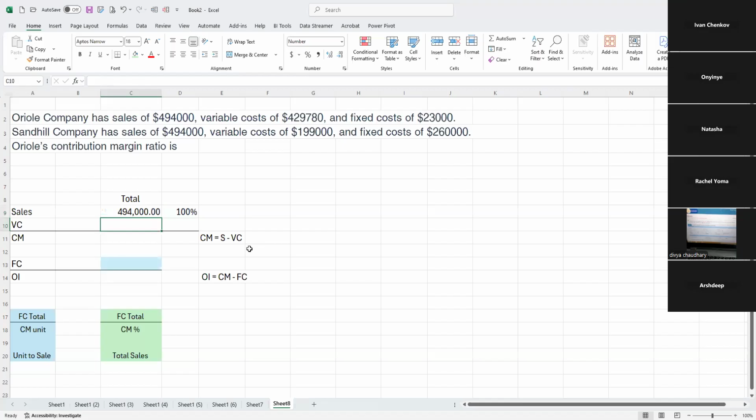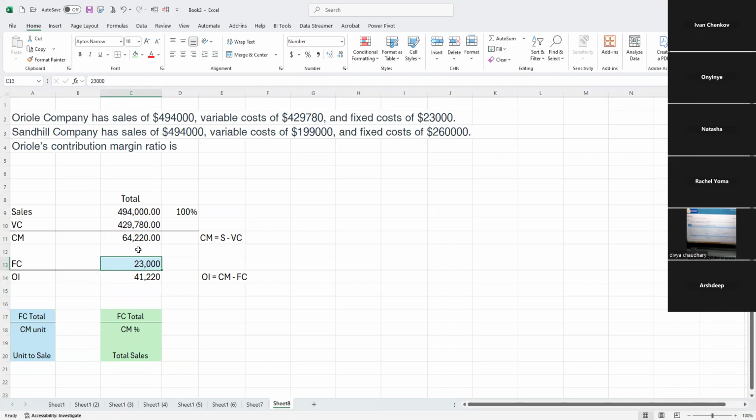So we have the sales, variable cost 249,780. Can I get the contribution margin? Yes. What will that be? This one minus variable cost. Fixed cost 23, 1, 2, 3. Can I get my operating income? Yes. This one minus that one is going to give me the operating income. Okay, we got the operating income.